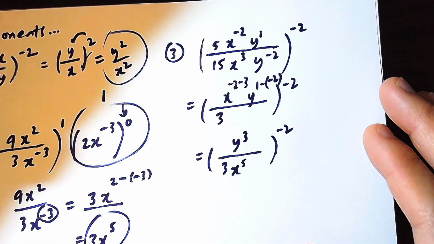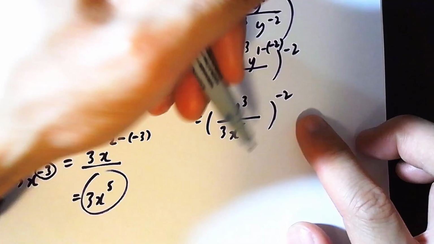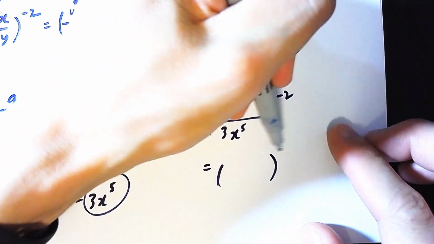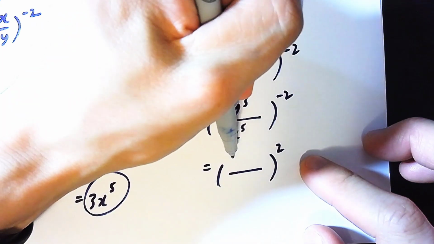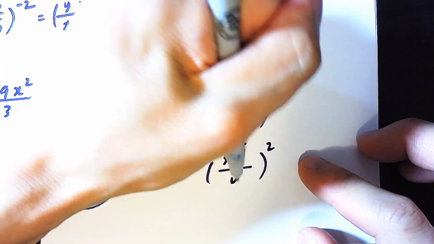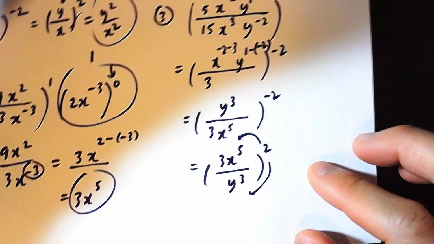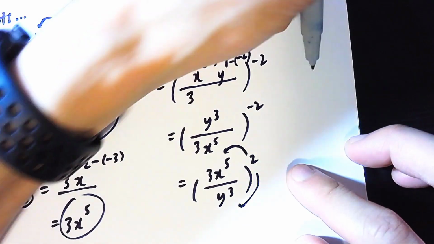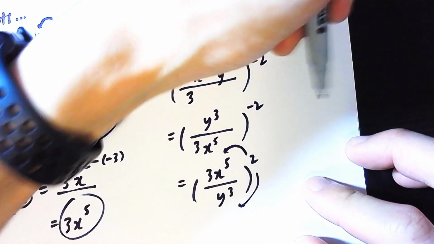Okay, so this looks a bit more reasonable now. I'm going to use that trick. I'm going to change the -2 to +2, and by doing that you can flip it. Flip the numerator and denominator. Now we're going to spread the exponent love top and bottom. Now don't forget to spread the square even to the coefficient, so the 3 squared becomes a 9.